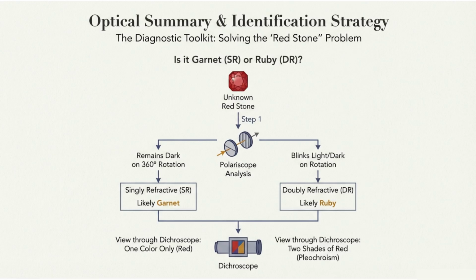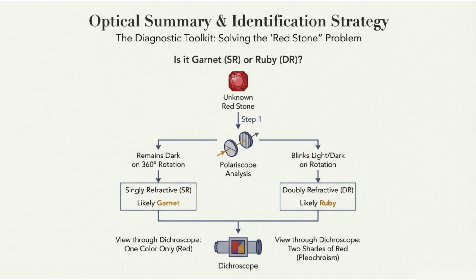Step 2. Dichroscope. Check for the SR candidate, likely garnet. View through the dichroscope. You'll see one shade of red only, no matter how you rotate. For the DR candidate, likely ruby, view through the dichroscope. You'll see two shades of red, classic pleochroism.